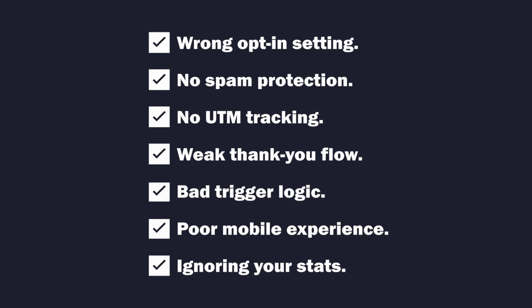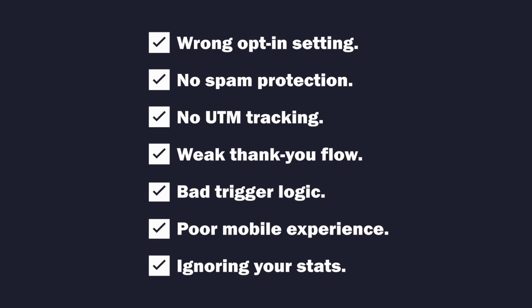Quick recap. Mistake 1, wrong opt-in setting. Match it to your traffic source. Mistake 2, no spam protection. Use CAPTCHA and double opt-in together. Mistake 3, no UTM tracking. Add hidden attribution fields to every form. Mistake 4, weak thank you flow. Redirect to a real page and send your first email immediately.